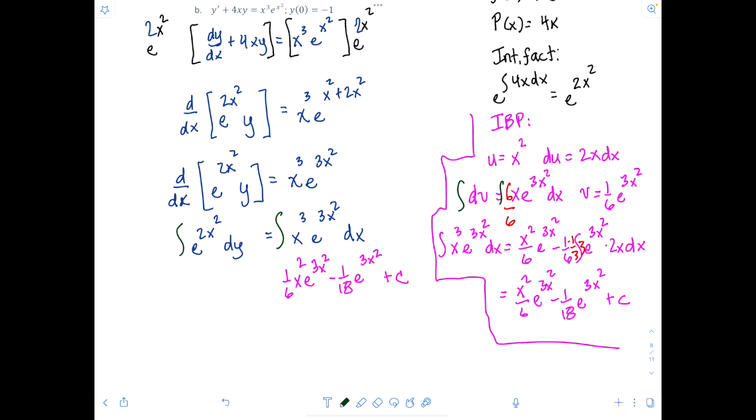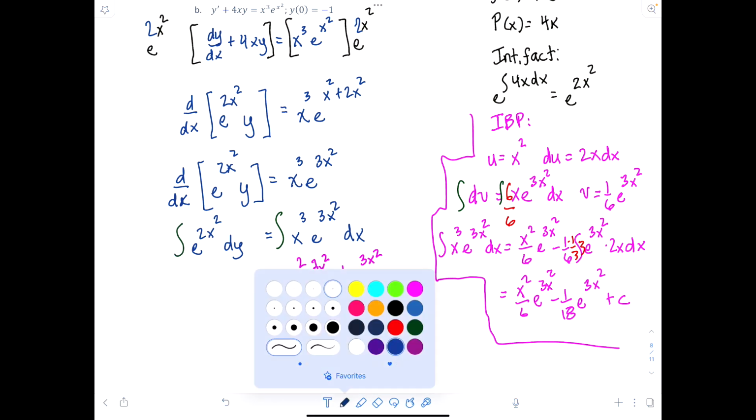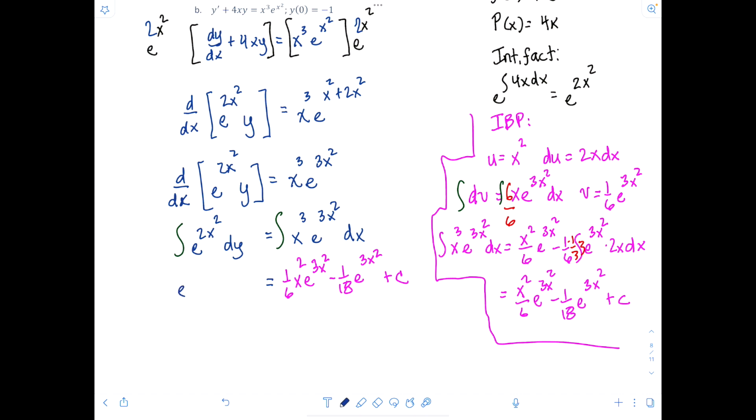After integration, on the left-hand side, we'll have e to the 2x squared times y. Isolating y, we will have e to the negative 2x squared times 1/6 x squared e to the 3x squared minus 1/18 e to the 3x squared plus c.